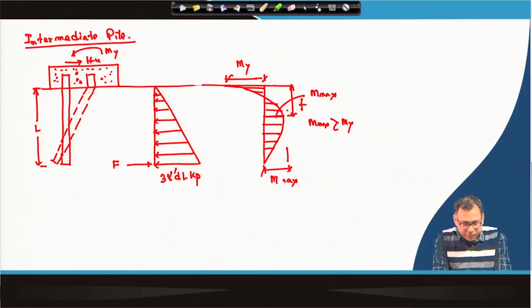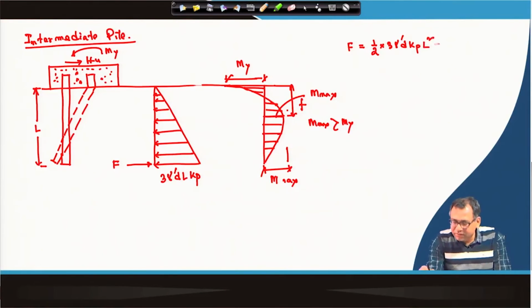This reaction force F is equal to the total one minus H u. This total one is half into 3 gamma dash d k p L square, and H u is acting in the opposite direction. So, that will give me F. So, I can write F is equal to 3 by 2 gamma dash d L square k p minus H u. So, this is equation number 1.